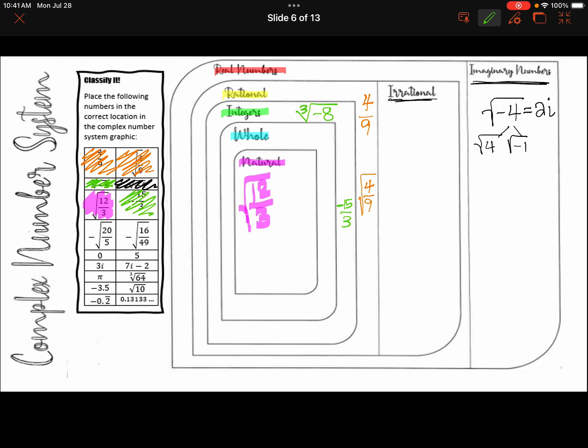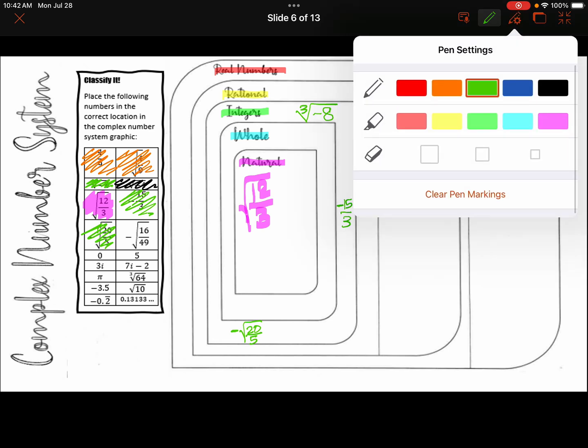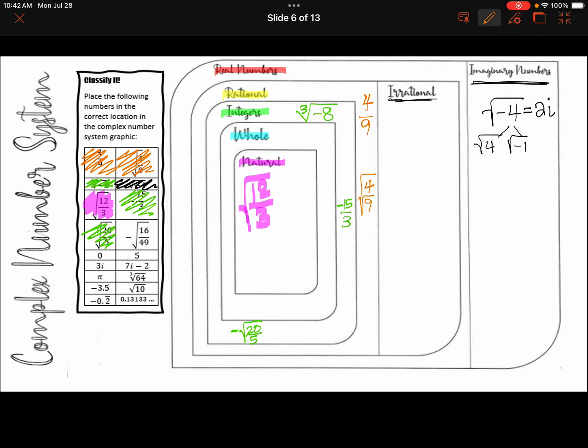The square root of 25 simplifies to 4. The square root of 4 is 2. And then we want the opposite, so that's -2. That is going to also be an integer. 16 and 49 are perfect squares. So that is going to be rational again. So the negative square root of 16 over 49, that's rational.